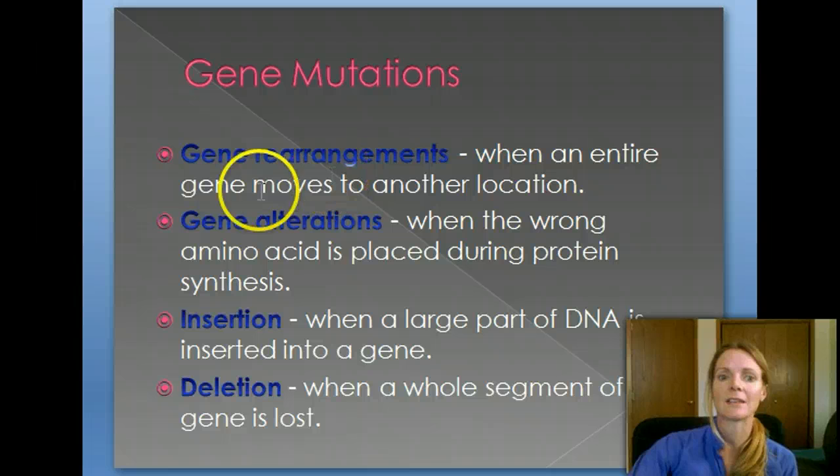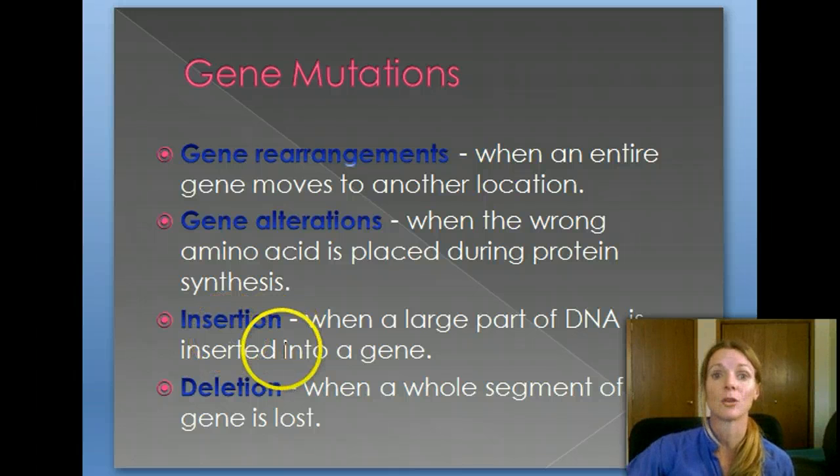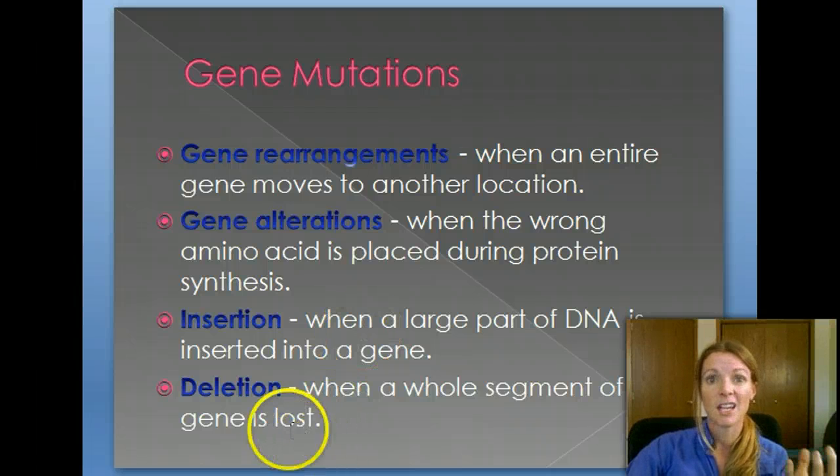Let's go one more thing, gene mutations. So gene rearrangements when an entire gene moves to another location, okay? You have a gene alteration when the wrong amino acid is placed during protein synthesis. You have insertion when a large part of the DNA is inserted into a gene, and you have deletion when a whole segment is lost, okay? All of these are mutations. So if something's rearranged to another location, you're going to have something go wrong, an alteration. If the wrong amino acid is there, you're obviously going to have something wrong with your protein. If you have too much DNA that's inserted somewhere, that's too much genetic information, so there's going to be a problem there. If you're missing a gene, there's going to be a problem there as well, okay?